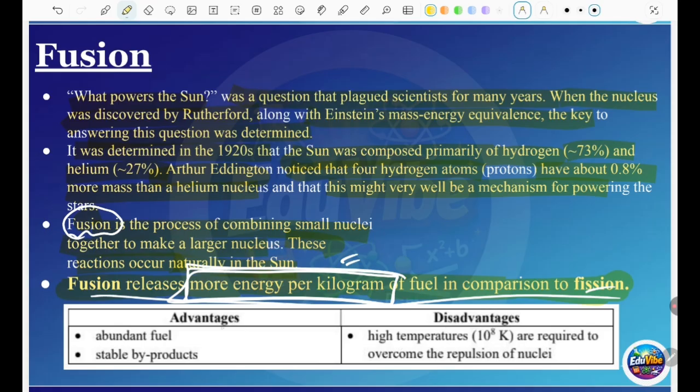Advantages: there is abundant fuel and the byproducts are very stable. In fission, the products are very unstable. Disadvantages: very high temperatures, about 10 raised to power 8 Kelvin, are required to overcome the repulsion of the nuclei. That's why this is a disadvantage.